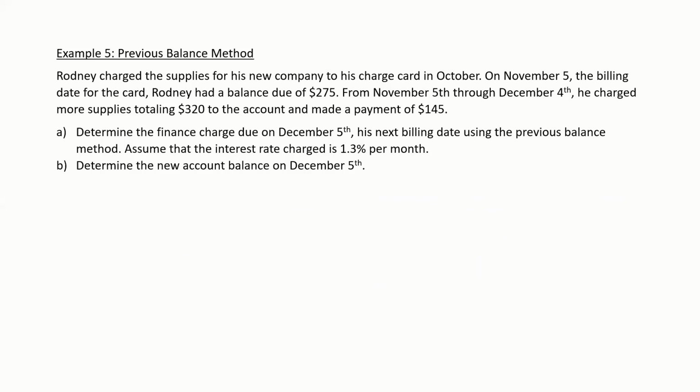Example 5 has us doing a credit card with the previous balance method. So Rodney charged the supplies for his new company to his credit card in October. On November 5th, the billing date for the card, Rodney had a balance due of $275. From November 5th through December 4th, he charged more supplies totaling $320 to the account and made a payment of $145. So A, determine the finance charge due on December 5th, which is his next billing date, using the previous balance method and assuming that the interest rate charged is 1.3% per month.